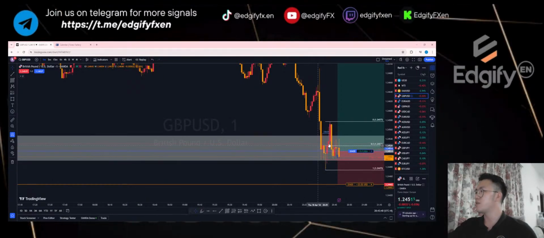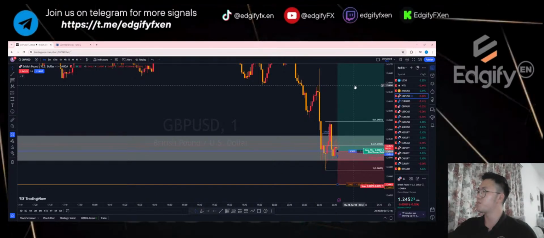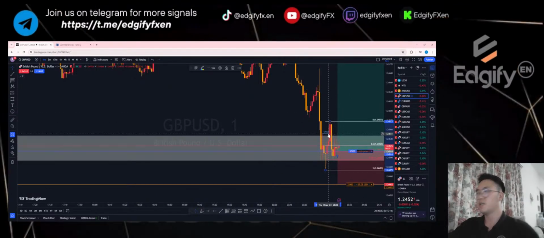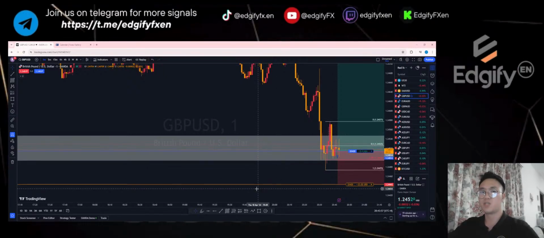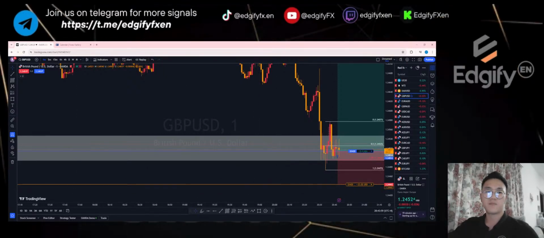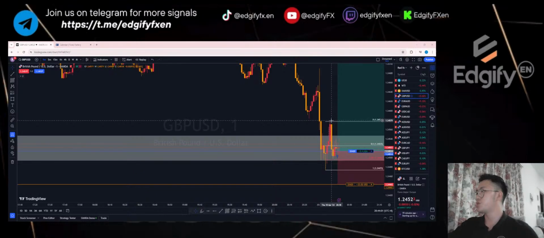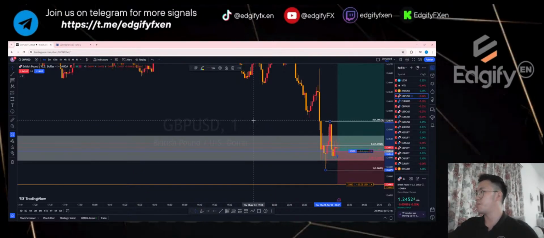That is why I'm taking a little bit of risk to see if this price can reverse back to the top side. But of course I will manage this trade a little much more conservatively. As soon as the price reaches this level, I'm not counting the pips.